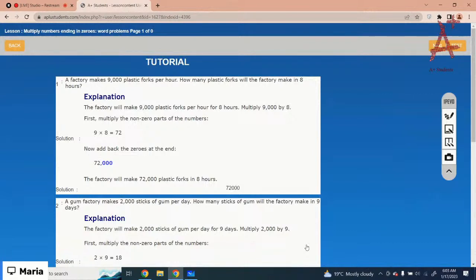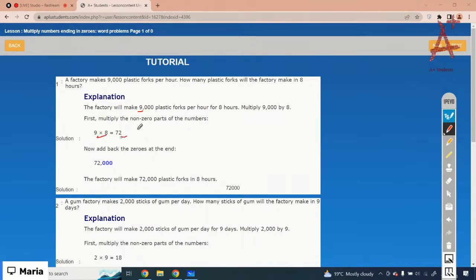A factory makes 9,000 plastic forks per hour. How many plastic forks will the factory make in 8 hours? So you have to do 9,000 times 8. Got it? You have to multiply just the non-zero numbers. Just multiply 9 times 8. So 9 times 8 is 72. Then you have three zeros with 9,000, so just add three zeros at the end. So it would be 72,000. Got it?